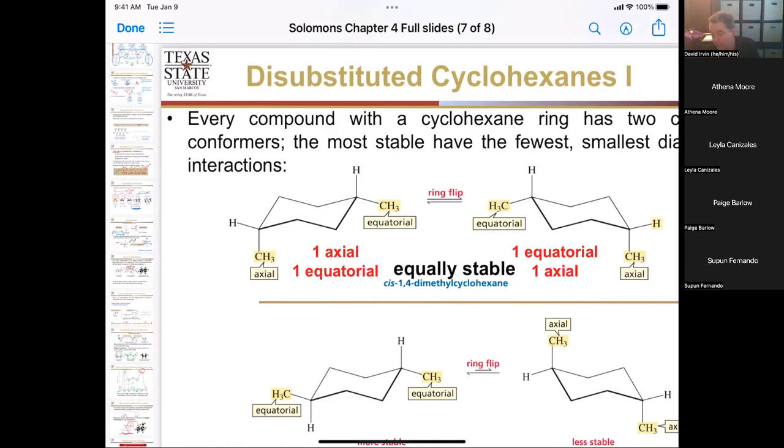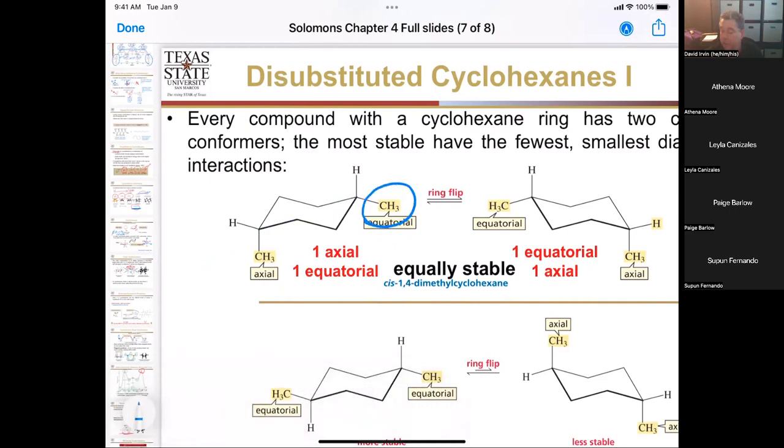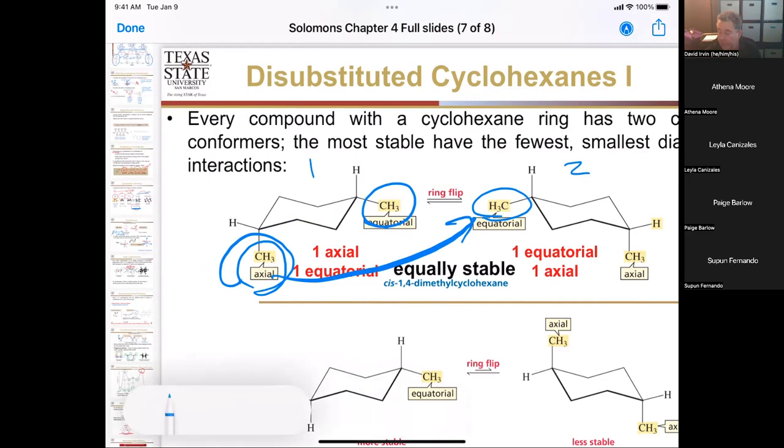So if we were to draw a plane right here in the cyclohexane, we see that both of these methyl groups are on the same side. That means it's the cis isomer. Now when we have this cis isomer, in our chair 1, we have one in the equatorial position and one in an axial position. In chair 2, the axial position turns into the equatorial position, and the equatorial position turns into the axial position.